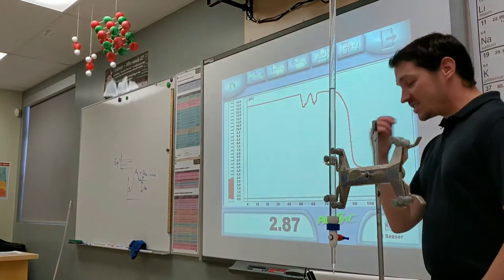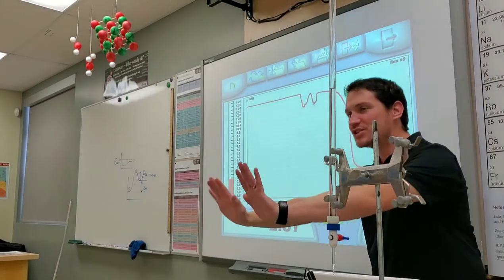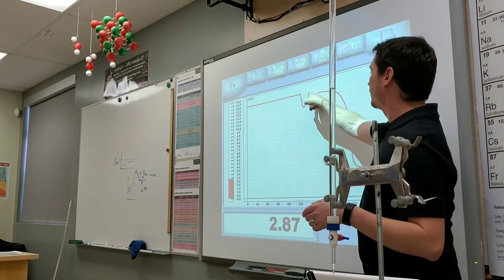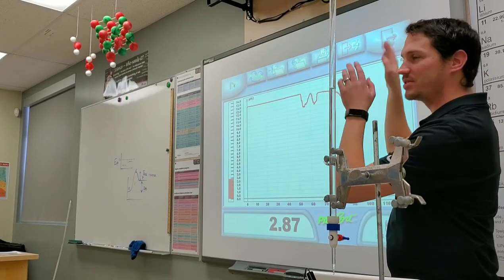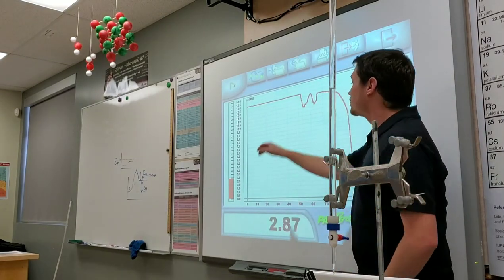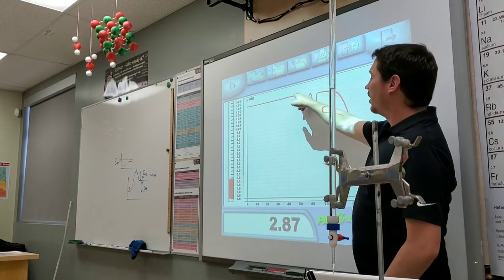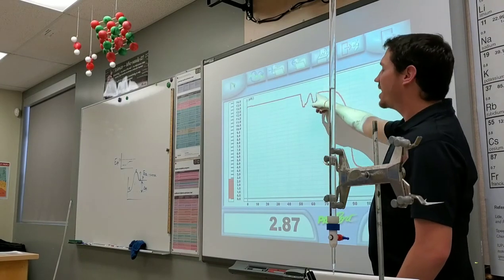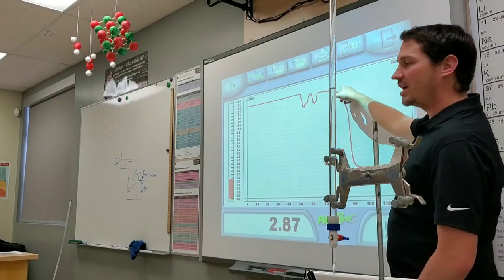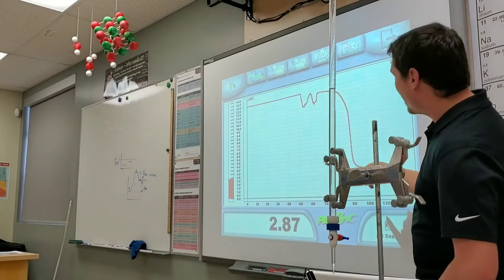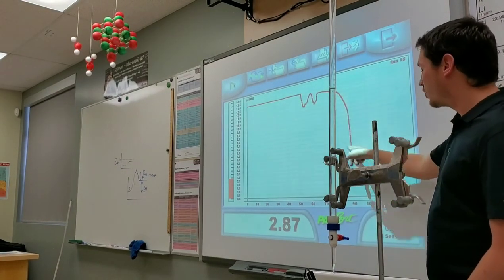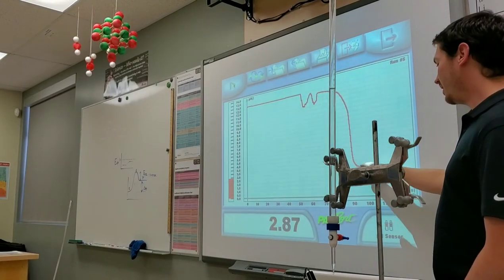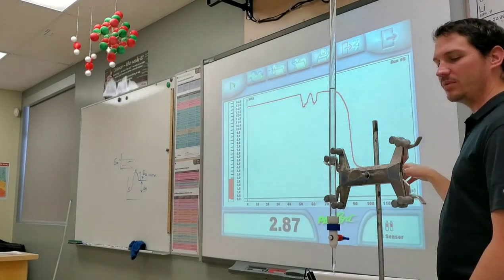Okay, perfect. So what happened, just imagine that this went straight from there to there. It's a very continuous line with no little blips or valleys or peaks. So what happened was the pH started to change slowly, and then it changed rapidly. And then once I got past the equivalence point, the pH started to stay pretty much the same.